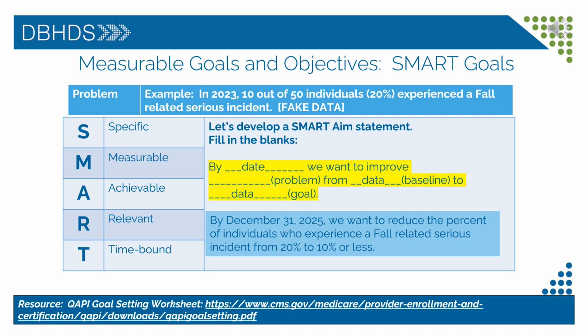There is a fill in the blank on this slide that might be helpful for you. By blank date, we want to improve blank problem from baseline data, fill it in, to our goal data. For example, a statement might be, by December 31st of 2025, we want to reduce the percent of individuals who experience a fall-related serious incident from 20% to 10% or less.